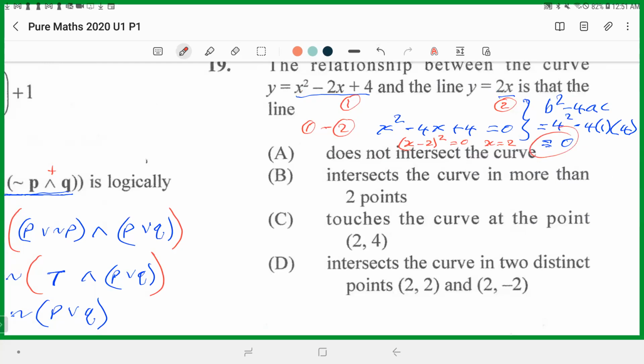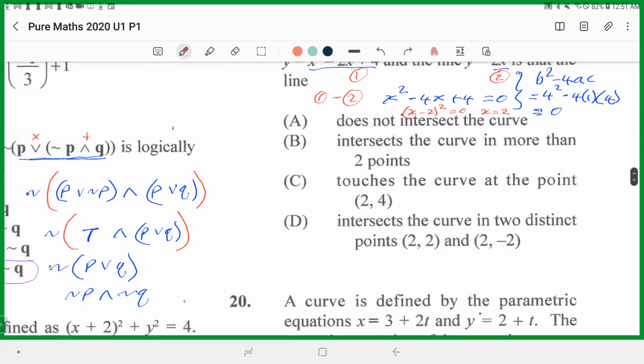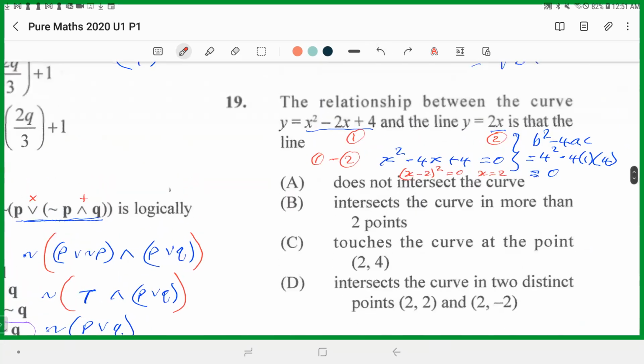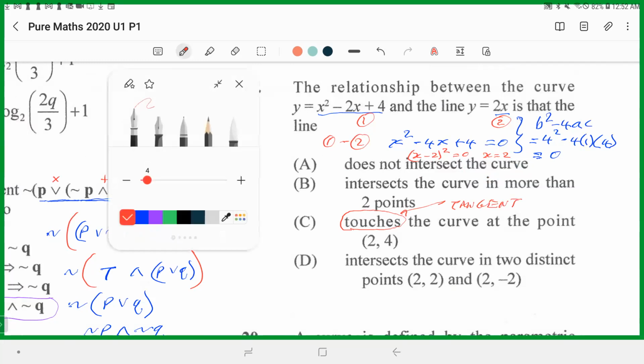But by getting 0 there, it also means that it has equal roots, right? And if you have equal roots, the line is tangent to the curve. So it touches. This is the only one that says touches, at x equals 2. And then after I get x equals 2, I put the 2 back in this to get the 4. Touches means tangent, and touches is a word you use when you have a tangent. Tangents touch curves.